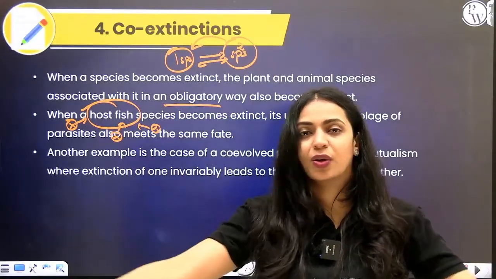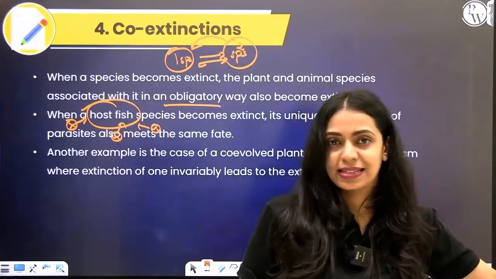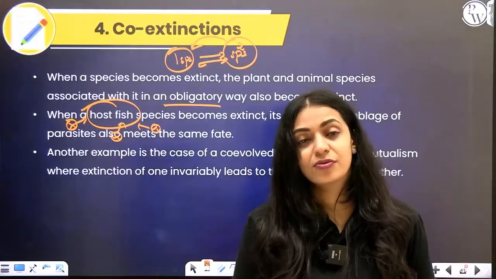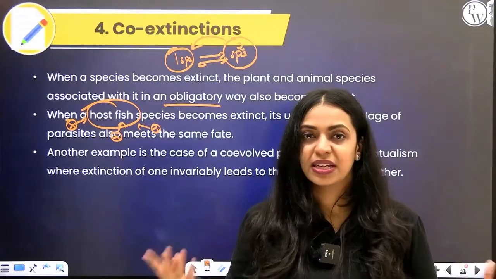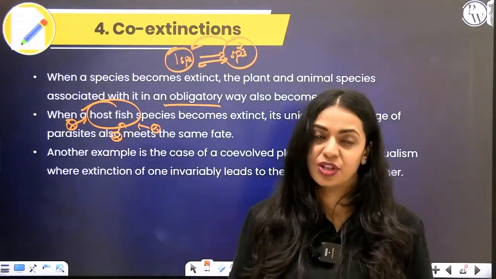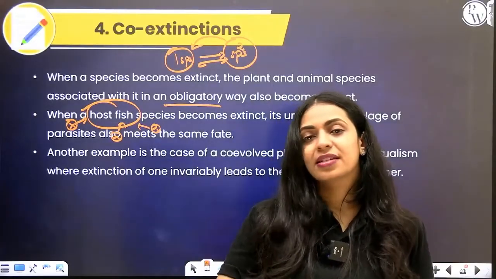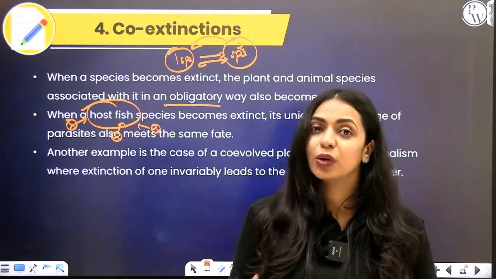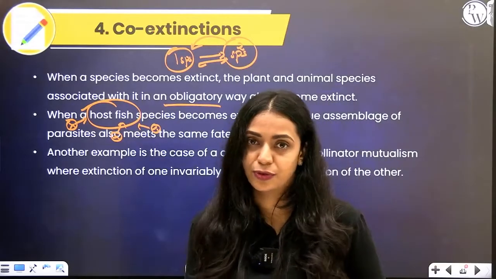Reproduction ensures continuity of generation. If the moth goes extinct, there will be no pollinators for fig. If there are no pollinators, there is no seed setting. If there is no seed setting, there is no next generation. So if the moth goes extinct, the fig plant also will go extinct. That is co-extinction for you, right?